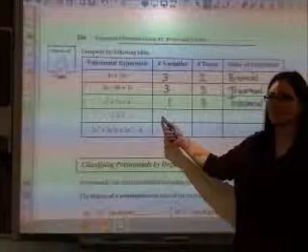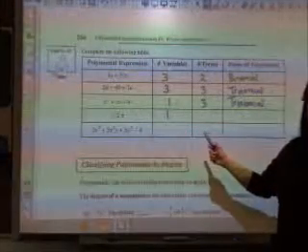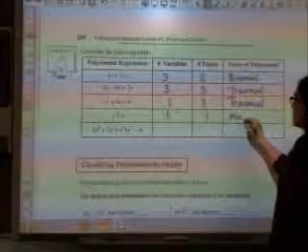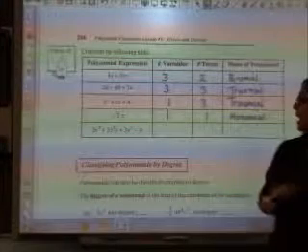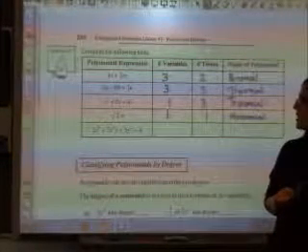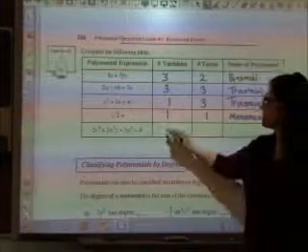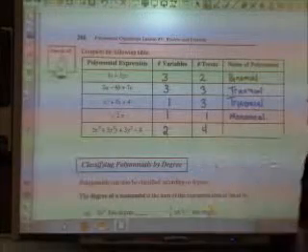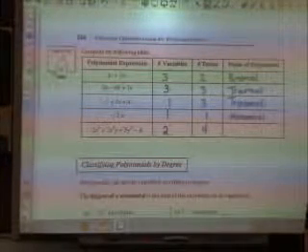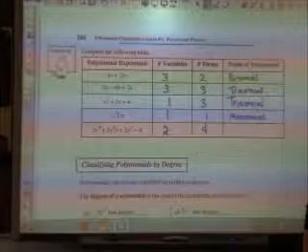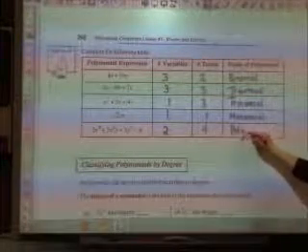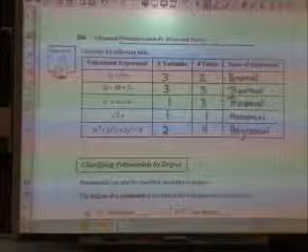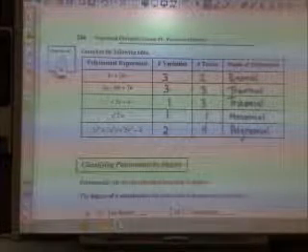How many variables? 1. How many terms? 1. Colin, what do I call a one-termed polynomial? And the last one, Taylor, how many variables? 2. Other Taylor, how many terms? 4. Okay, so what do I call a four-termed polynomial? Polynomial. It's a polynomial. We have no special name for them after, well, there probably is, but we don't use special names for a four-termed polynomial. We just call it a polynomial with 4 terms.